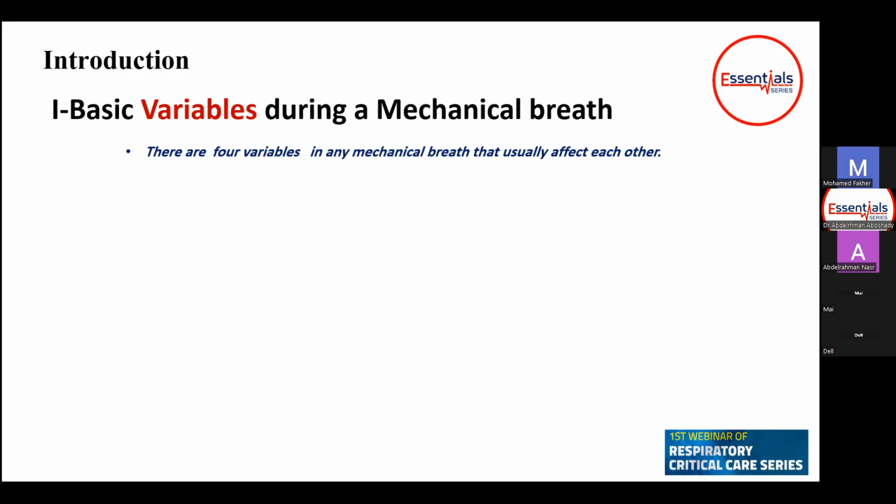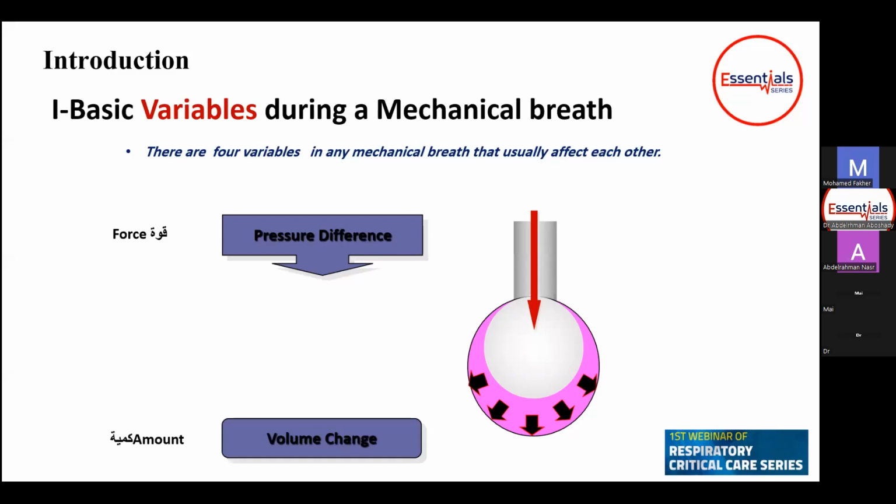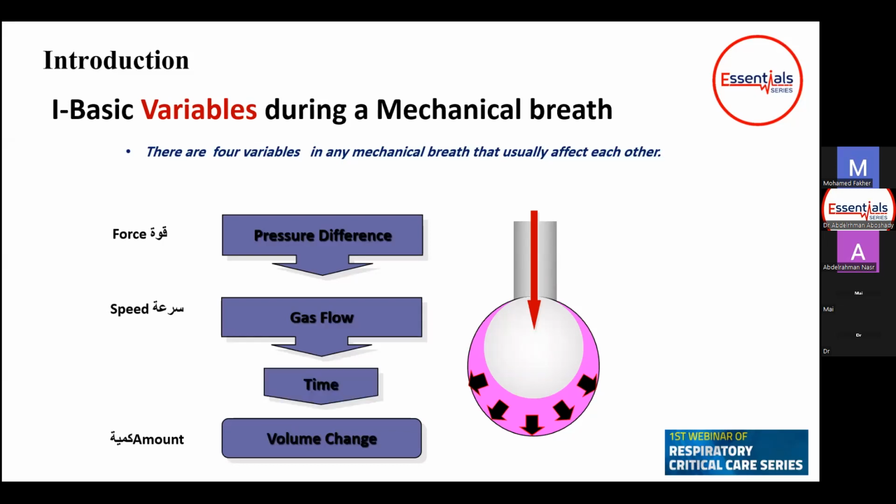There are four variables in any mechanical breath that usually affect each other. The first variable is the pressure difference, which is the force that pushes the air inside the lung. And the volume change, which is the amount of air that enters the lung. The gas flow, which is the speed. Flow is not a synonym for speed, but it looks a little bit alike. And the time that it takes the air to enter the lung and to exit the lung. These are the four variables, and we all know that these four variables affect each other in many ways.